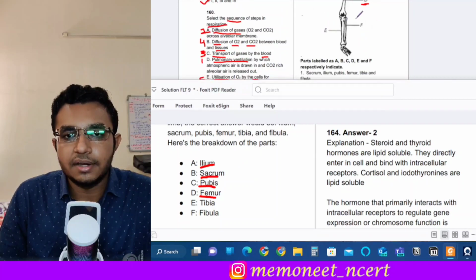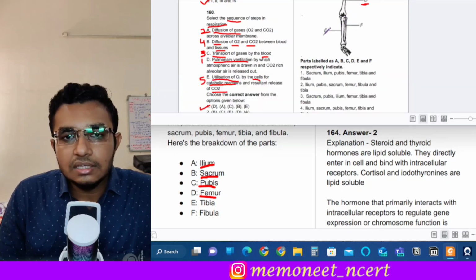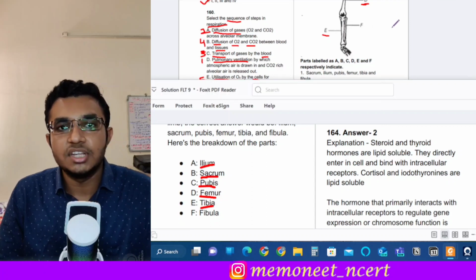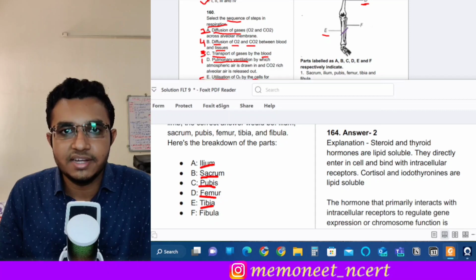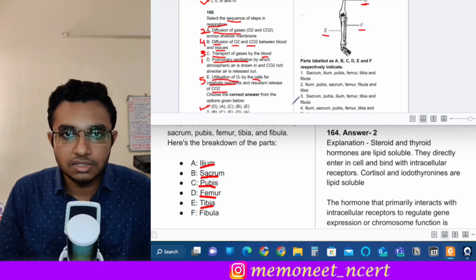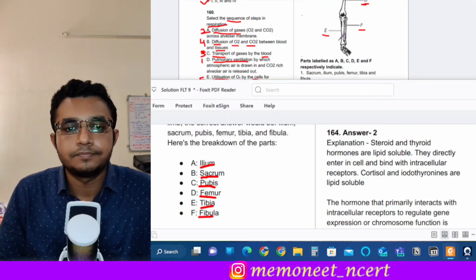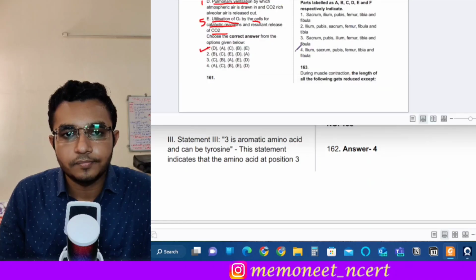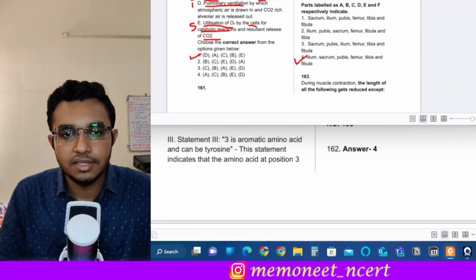Now, see, E and F. You might be a little bit confused over here. See, E is representing the tibia, okay? And tibia is the shin bone, which is present on the front. The shin of the leg is formed by tibia. And F is the fibula. And fibula is present on the lateral side. So, F is representing the fibula. And here, the correct answer will be option 4. Okay? So, I hope this diagram is clear to you guys.